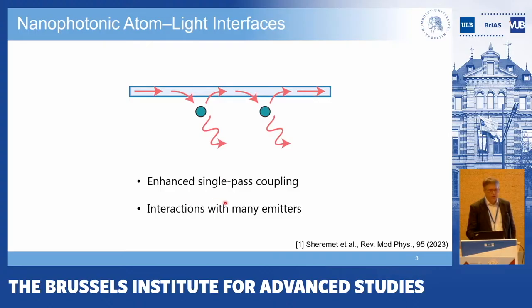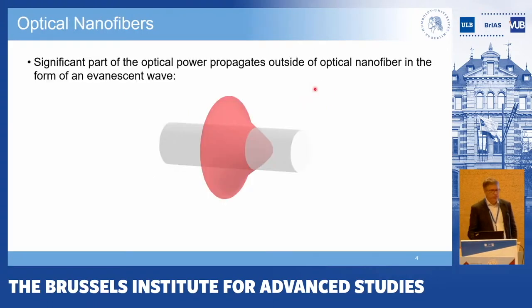And it also allows us to interface not only one or a few, but many emitters, as Takao has shown in his impressive talk. And our platform for realizing such a nanophotonic interface are optical nanofibers. So optical nanofibers are cylindrical dielectric waveguides with a diameter smaller than the wavelength of the guided light. And in these waveguides, the light is not only confined to the inside, but a significant part of the optical power propagates outside of the waveguide in the form of an evanescent wave.